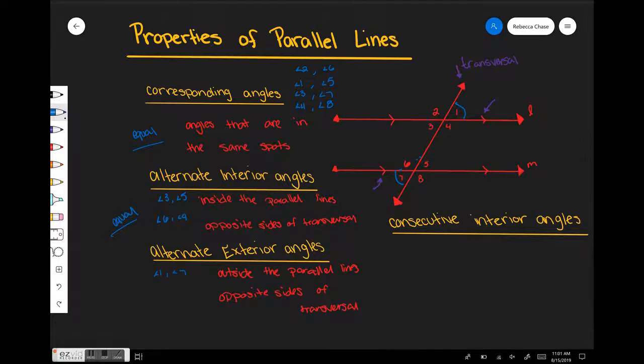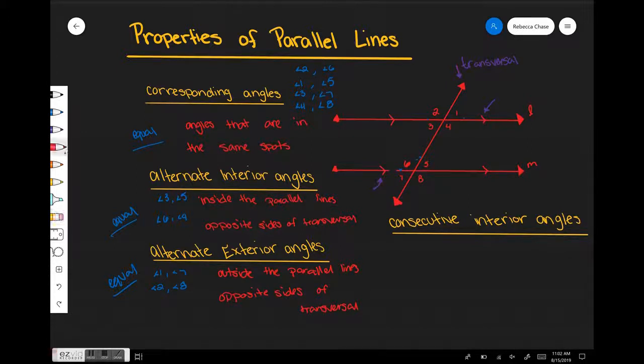angle 1 and angle 7. And then we've also got angle 2 and angle 8. And again, those are going to be equal as well. So if I tell you that angle 2 is 78 degrees, I can also tell you that angle 8 is 78 degrees. So if it gives us one of them, we can automatically assume that the other one's the same.